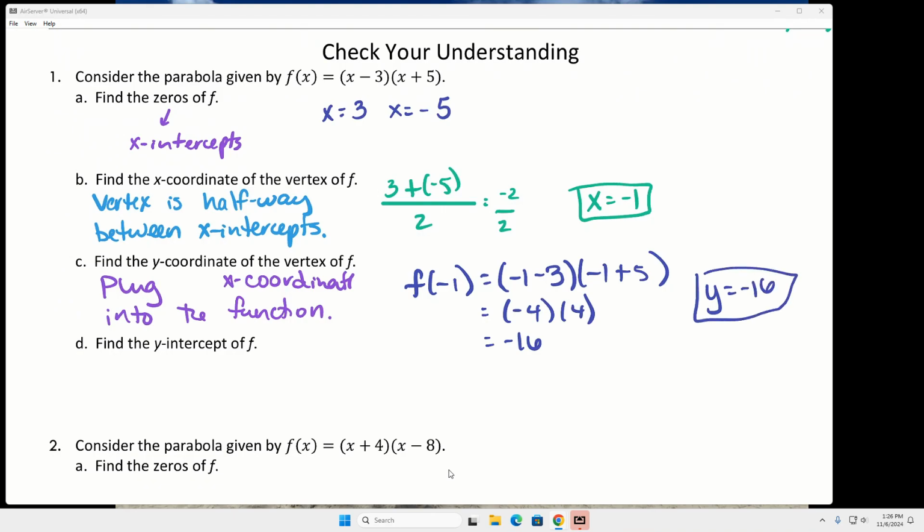So now we know the x-intercepts. We know the vertex is at negative 1, negative 16. And we have a really good graph if we wanted to graph this. We can also find one more thing real quick, and that's the y-intercept. And anytime you want to find the y-intercept of any function in the entire world, you're just going to plug 0 in for x.